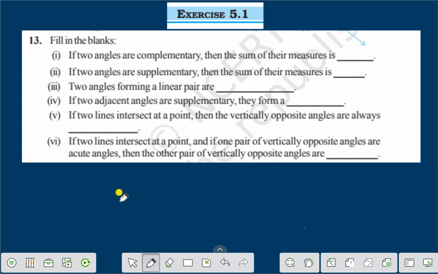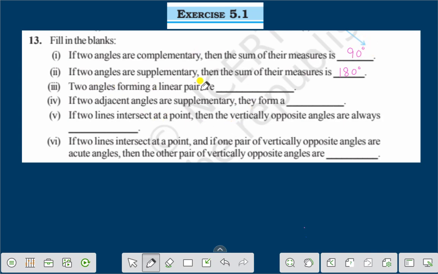Two angles are complementary. If two angles are complementary, then the sum of their measure is 90 degrees, right? If two angles are supplementary, then the sum of their measure is 180 degrees. Supplementary means the sum of the two angles would be 180 degrees, and complementary means the sum of the two angles is 90 degrees, right?